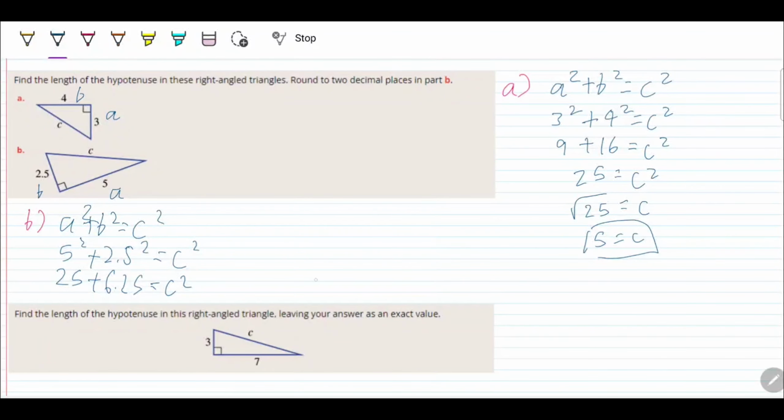Equals c squared. 25 plus 6.25 gives me 31.25, equals c squared. Take the square root of 31.25 to get rid of the square, and that will give me c. So if you put this into your calculator, you should get 5.59.